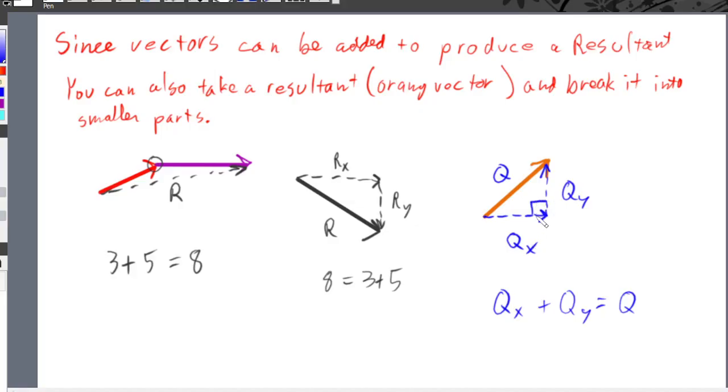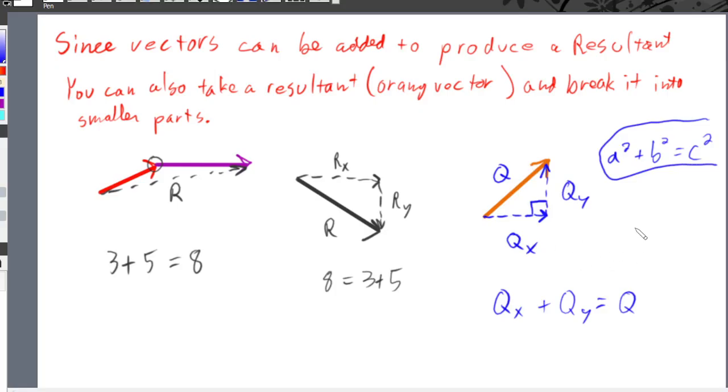It creates a 90-degree triangle, which lets us use two math ideas that are going to be extremely important to us. What's one of them? Yes, the Pythagorean theorem, the idea that a squared plus b squared equals c squared. Since we have a right angle, we can use the Pythagorean theorem to find the value of one side if we know the other two.